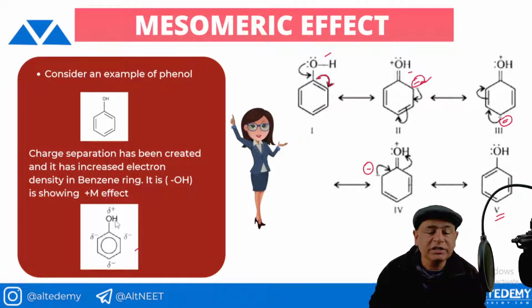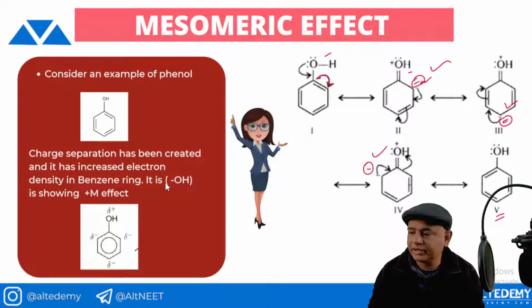Why will we have a positive charge? Because electron has shifted from that place. Electron has gone from that place, so there will be a positive charge. And at all those positions that I have mentioned, there will be a partial negative charge. So charge separation has been created, and it has increased electron density in the benzene ring. The OH is showing positive mesomeric effect.